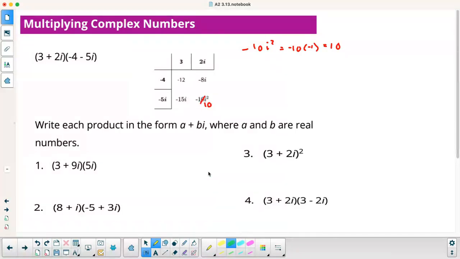So when I look at this here, these are like terms. Those are imaginary, and these end up being real. So I can combine the real, combine the imaginary. Negative 12 plus 10 would give me negative 2. Negative 15i minus 8i is negative 23i.